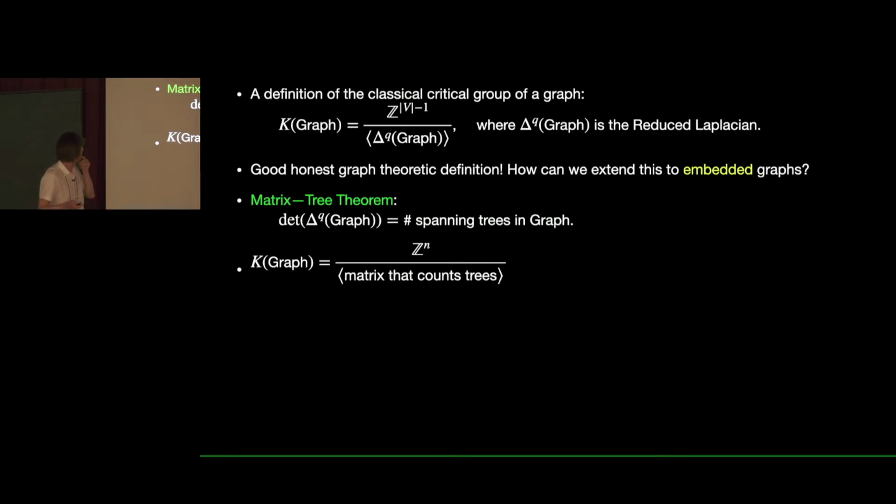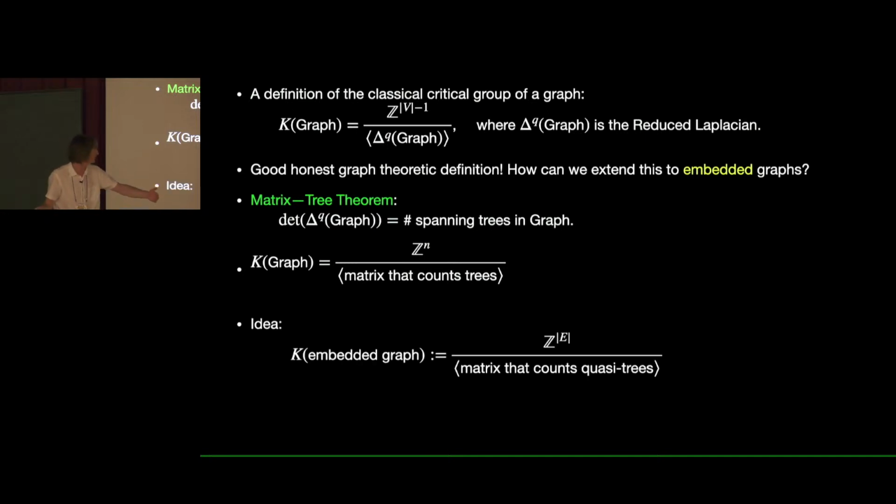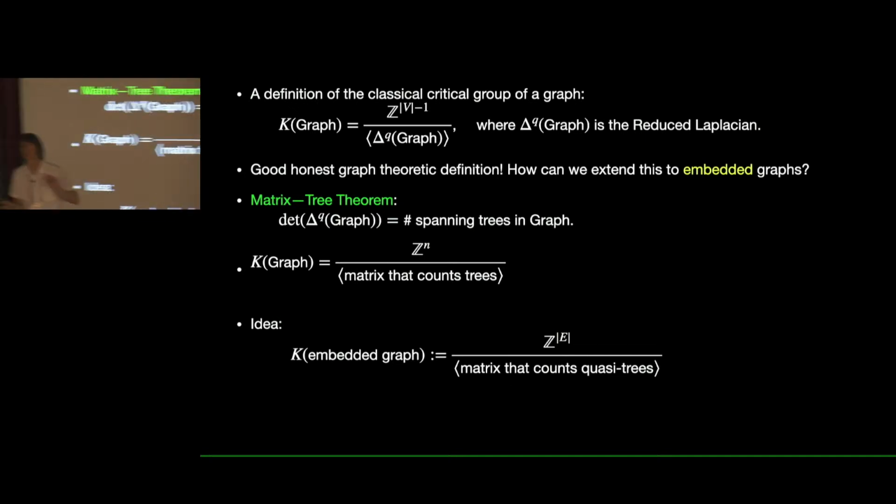Okay, so what have I got? My critical group of a graph is just obtained by quotienting out by terms coming from a matrix that counts trees. But what's my general principle when I change from graphs to embedded graphs? Trees become quasi-trees. So my idea is I'm going to try and define a critical group for embedded graphs by finding some matrix that counts quasi-trees. So something that plays the role of the reduced Laplacian in the bottom. So that's my approach, that's my line of attack.